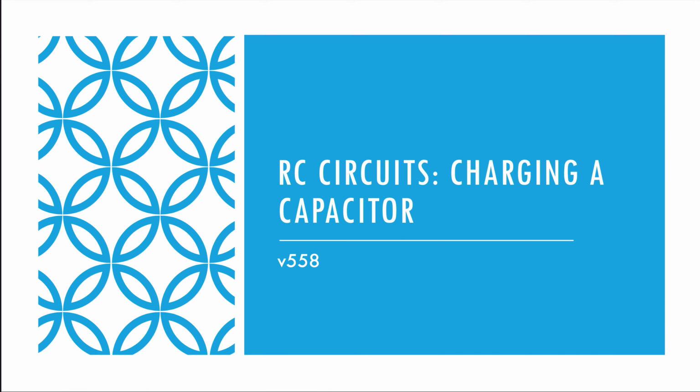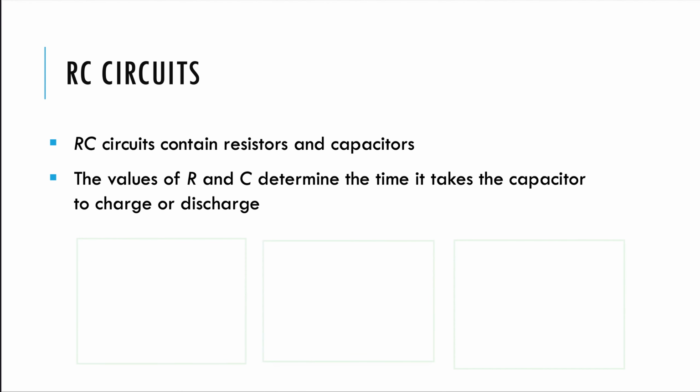Specifically in this video, we're going to deal with charging a capacitor. An RC circuit is a circuit that contains a resistor and a capacitor. Specifically, we're going to deal with them connected in series. The values of the resistance and capacitance determine the time that it takes for the capacitor to charge or discharge.